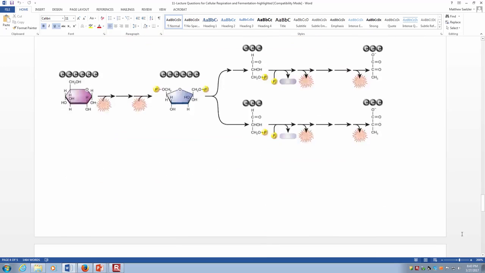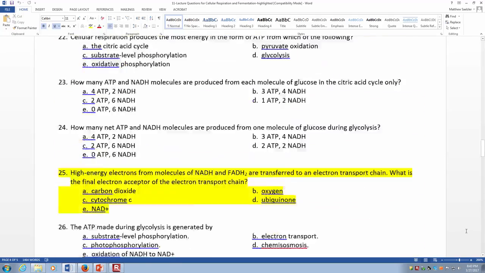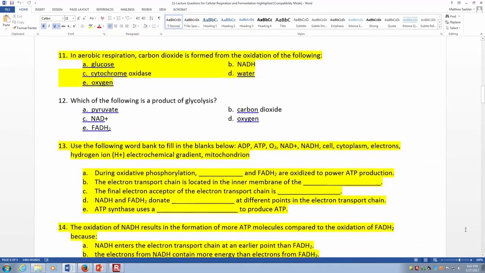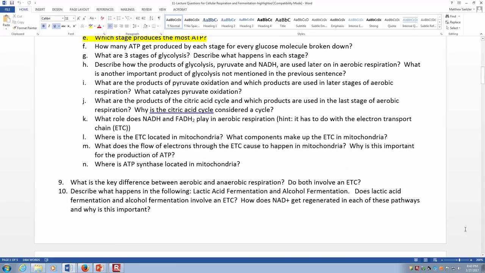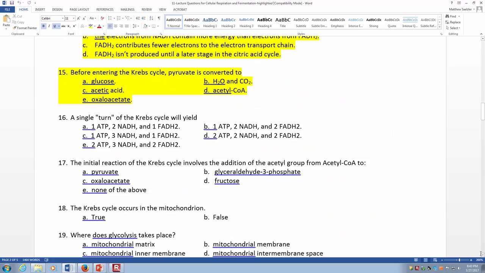Okay, do you guys see other questions that you want to go through from this topic? 16? Right, okay, a single turn. Let me ask this: how many times does the Krebs cycle turn per glucose molecule? Twice. So this is asking for only one turn of the Krebs cycle. What does it produce?